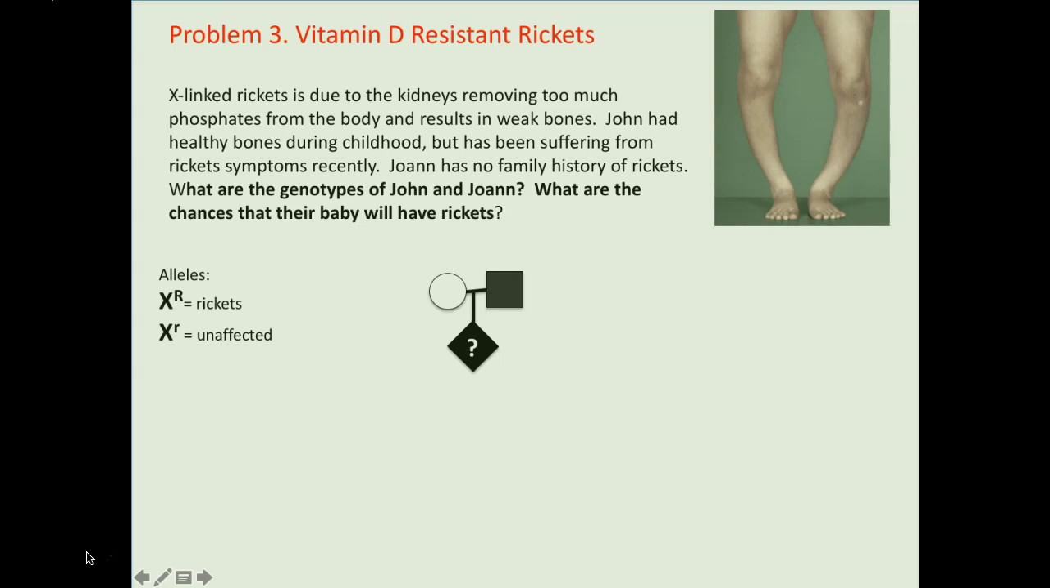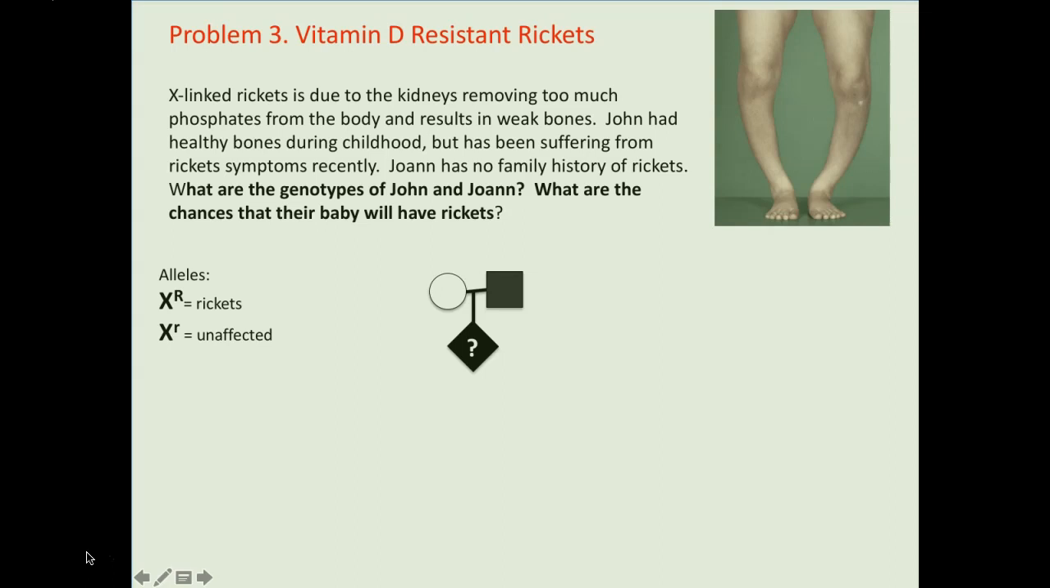It turns out this disease has quite varying types of phenotypes, and so John happened to be healthy while he was a kid, and it was only when he was an adult that he started to get the rickets symptoms. And his wife Joanne has no family history of this type of rickets. So you need to figure out what the genotypes of John and Joanne are, and then the probability that their baby will have rickets. Okay, same idea.